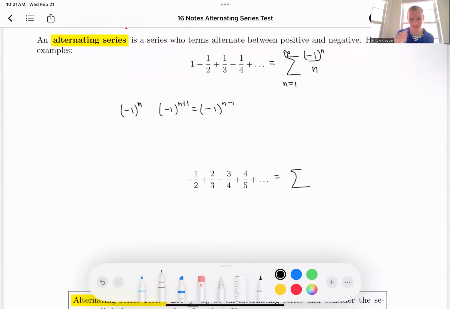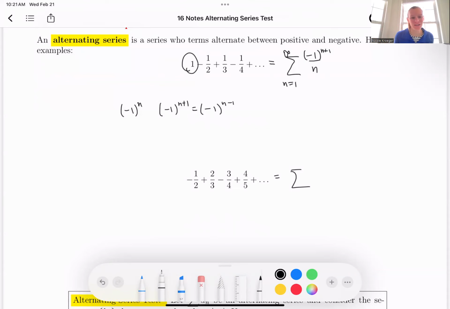We just have to figure out which of these we have to use to get the negatives in the right spot. In this case, if I plug 1 in, (-1) to the n will be negative, but my first term is supposed to be positive. So let's make this n plus 1. Alternatively, you could make that n minus 1 and that would work. Now if I plug n equals 1 in, I get 2 in the exponent. So I get (-1) squared, which is positive. So it looks like this will work. You could check a few other terms just to make sure.